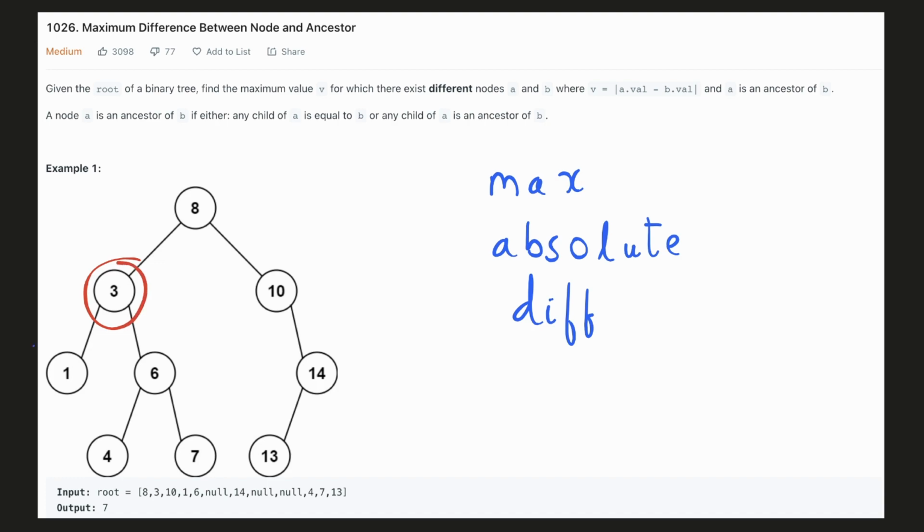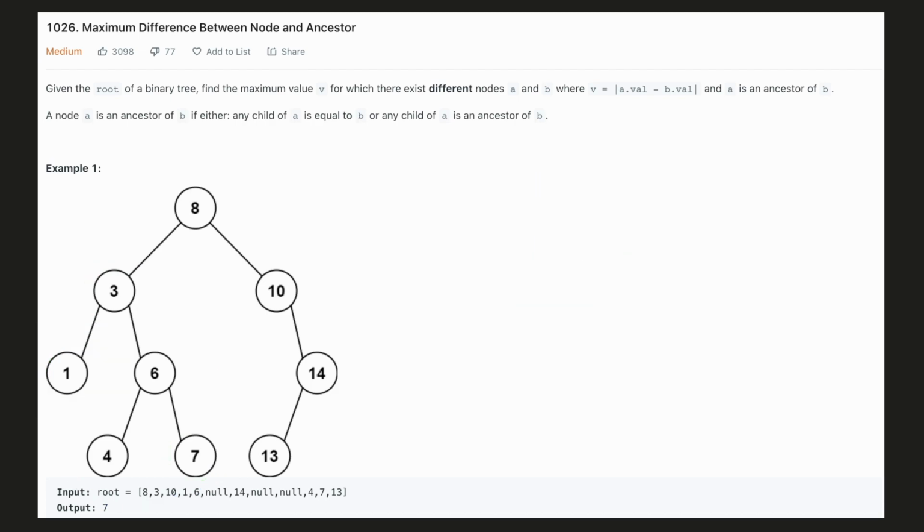Similarly, when the ancestor node is 3, its maximum difference can only be with the minimum of its subtree or the maximum of its subtree. Let's see if we can cut down some repetitive work. Let's see some properties of the maximum and the minimum of a subtree.